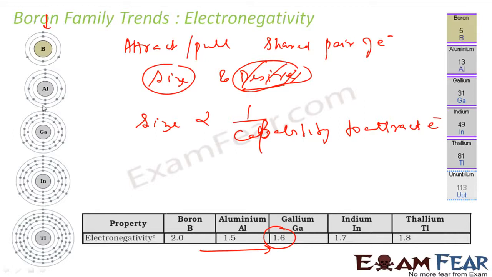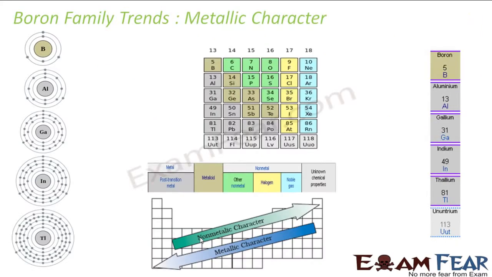But there is again a variation here. Gallium and aluminium, the same thing. Aluminium is bigger than gallium. Since aluminium is bigger than gallium, gallium has more capability to attract electrons as compared to aluminium because gallium's size is less. So gallium has more electronegativity than aluminium.